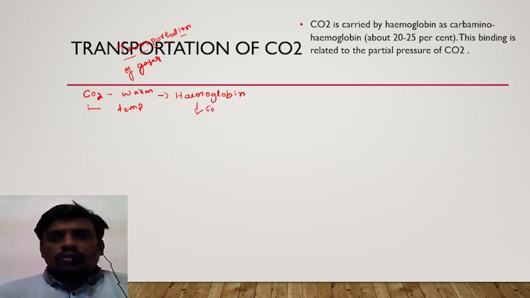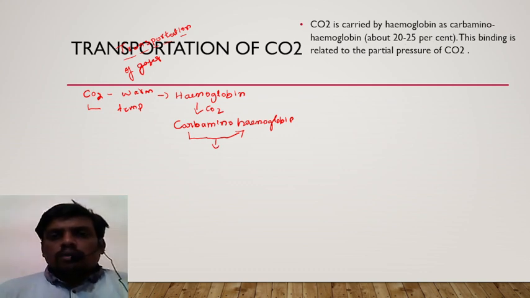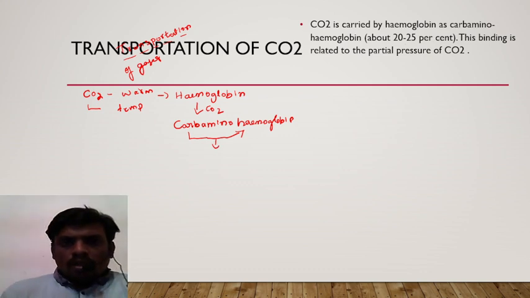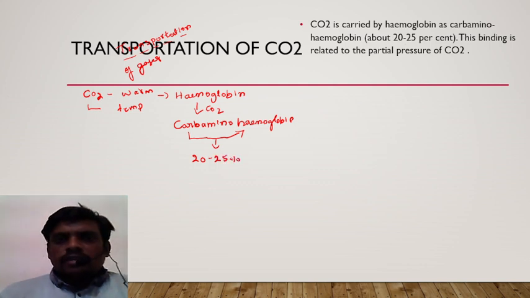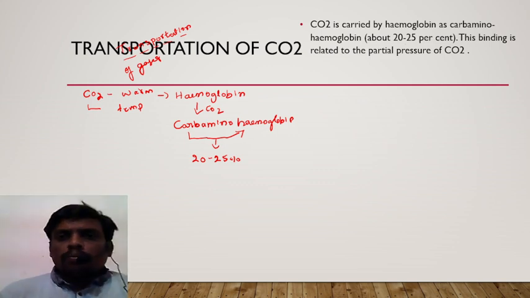Haemoglobin carries the CO2 as carbamino hemoglobin. Carbon dioxide will be taken by the hemoglobin and converted into carbamino hemoglobin. About 20 to 25% of the CO2 is carried as carbamino hemoglobin.